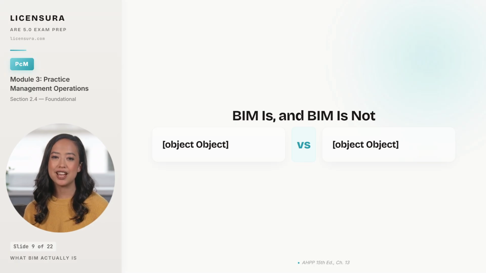On the BIM is not side. It is not just 3D modeling for renderings, regardless of how good the renderings look. It is not a single software package the firm bought. Revit alone is not BIM any more than Word alone is a publishing strategy. It is not a replacement for construction documents. The model produces the documents and the contractor still builds from the documents. And it is not automatic quality. The model is only as good as the discipline that built it. And a sloppy model is just as wrong as a sloppy drawing, with the added cost of pretending to be authoritative.